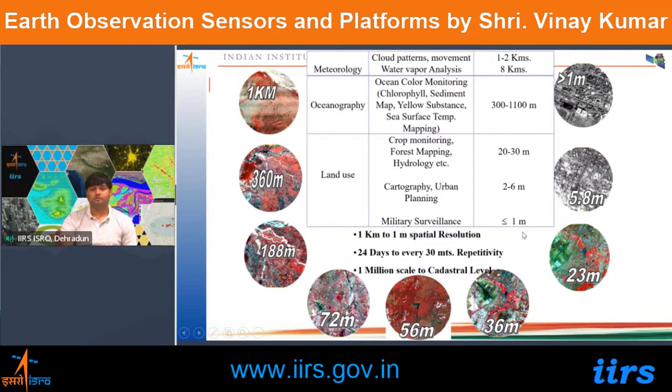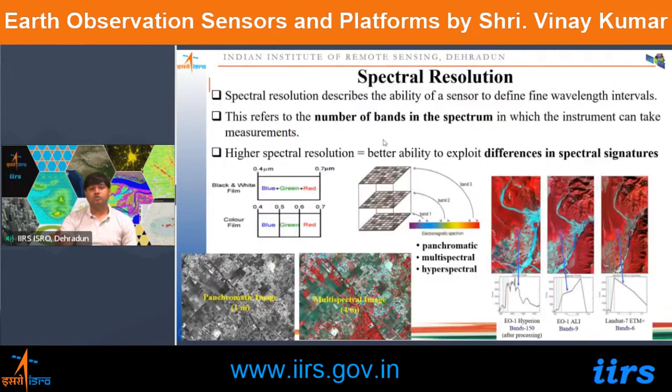Now coming to spectral resolution, as I told you, what is the difference between panchromatic and multispectral. So here you can see when we are increasing the number of bands, what is happening here. So here we have 6 multispectral bands. When we plotted the spectral profile or spectral reflectance curve of a feature, you can see this is telling the nature of the feature. This is vegetation.